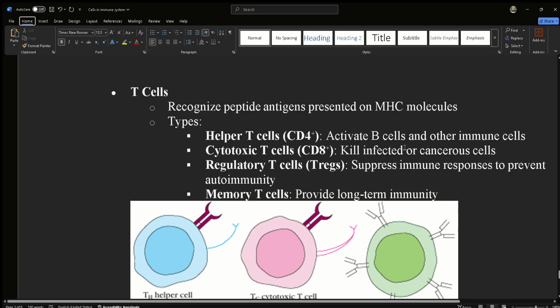So T helper cells activate B cells and other immune cells. They will secrete cytokines, and with the help of cytokines they will control the activities of T cells and B cells. Cytotoxic T cells kill infected or cancerous cells, and regulatory T cells or Tregs suppress immune responses to prevent autoimmunity, and memory T cells provide long-term immunity.